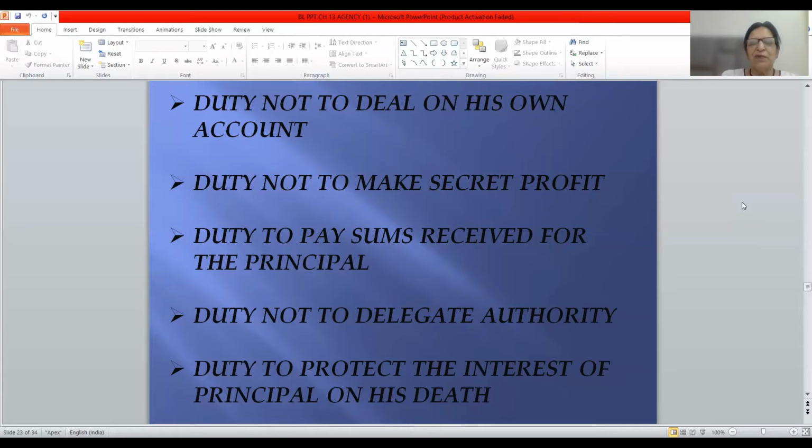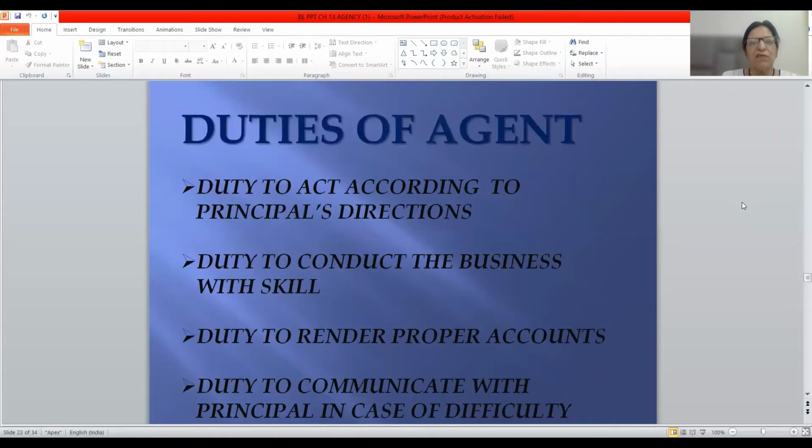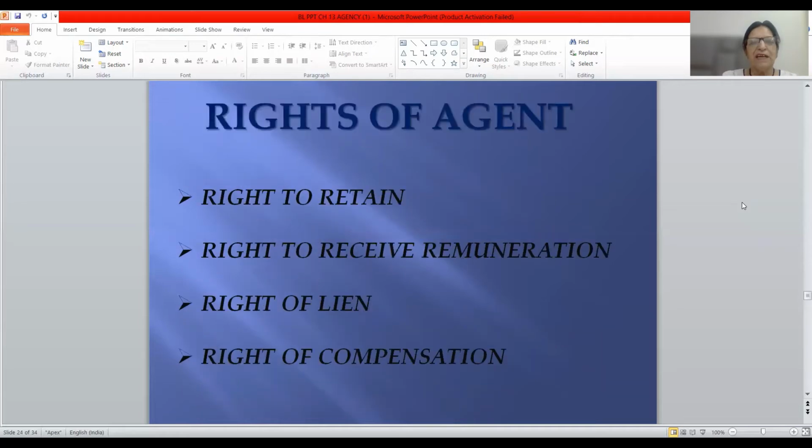Duty to protect the interest of the principal on his death. If unfortunately the principal has died, then whosoever is a legal heir or is legal representative, he should always give proper accounts or money belonging to the principal to his legal representative in case the principal dies. So friends, this is all about the various duties of the agent, and now I'll take up rights of agent.